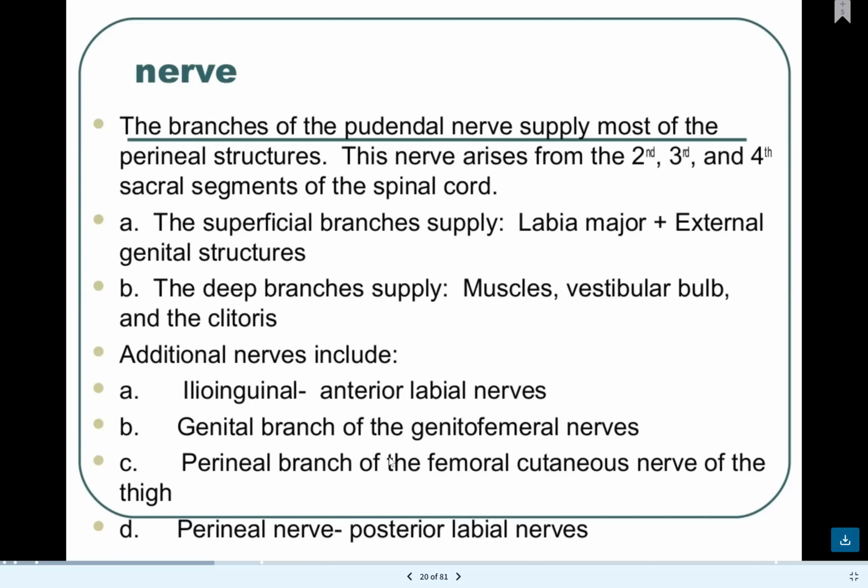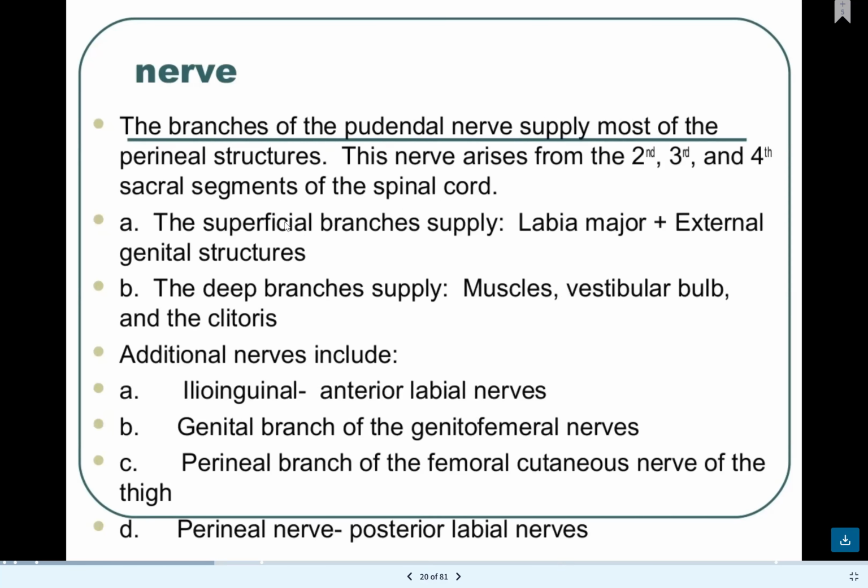Other nerves that come are the ilioinguinal nerve, or the anterior labial nerve. And then we also have the genital branch of the genitofemoral nerve, and the perineal branch of the femoral cutaneous nerve. And then we have the perineal nerve, the posterior labial nerve. So all these are just branches of the pudendal nerve.